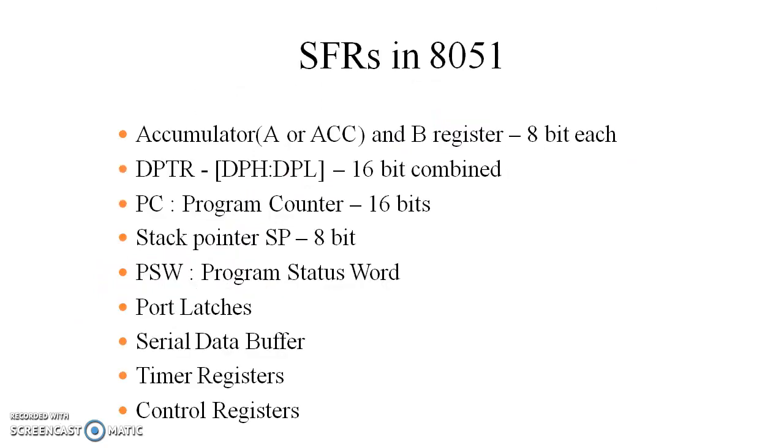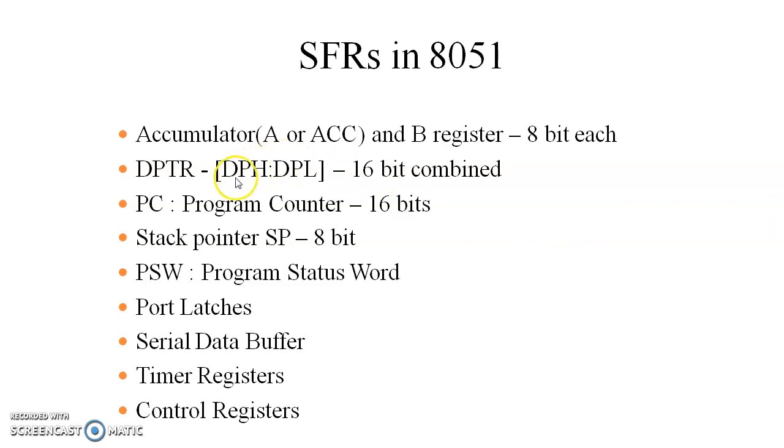Special function registers in 8051. Accumulator and B registers, each register is 8-bit. They are used for arithmetic and logical operations. The special function of these registers is that for multiplication and division instructions, your data should always be stored in the accumulator and B register. We cannot store the data in any other general purpose register for multiplication and division instructions.